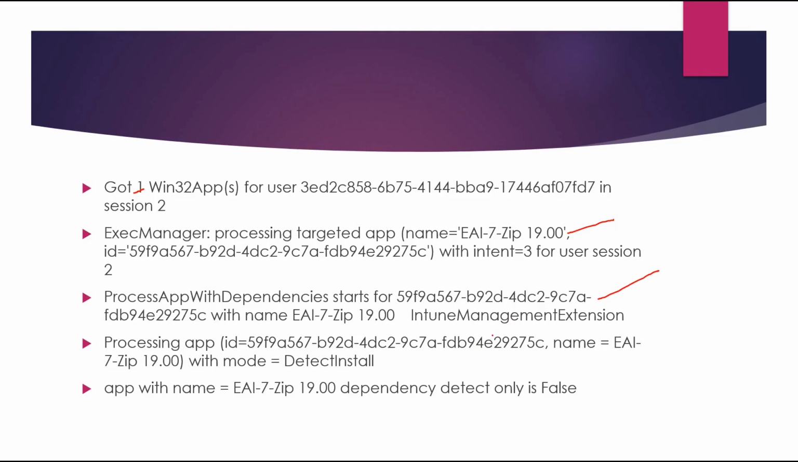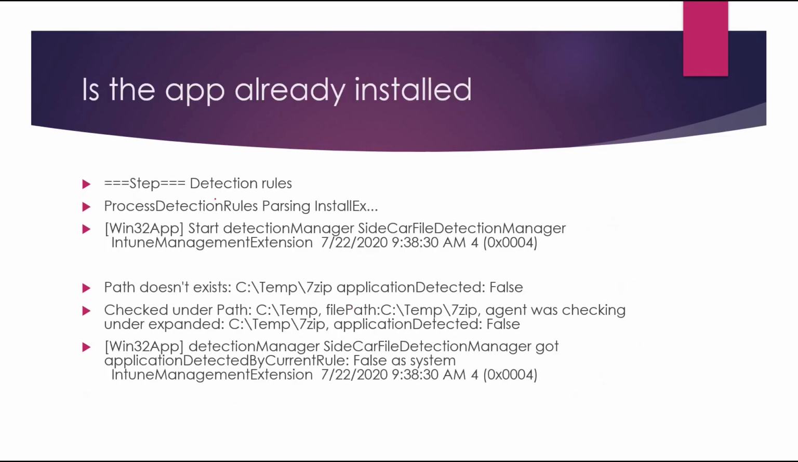First, it's going to check the dependencies, and then the detection logic is going to run and tell us whether the app is present. So in our case, this was a standalone application and there was no other dependency set. So over here it's saying that the dependency is set to false. If that is the case, then the detection logic will start. So the detection manager is starting, and over here it is checking.